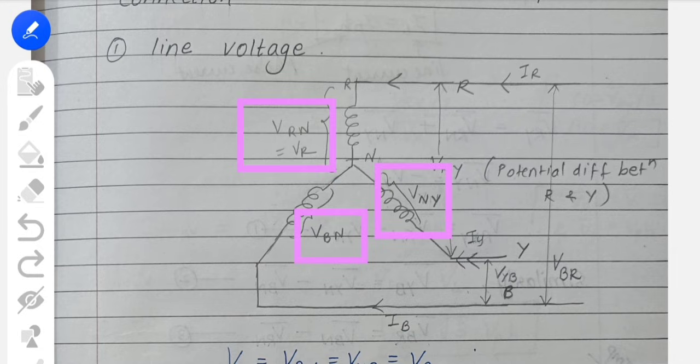I across R, I across Y, and I across B, that is current flowing. Don't forget to show the arrows. Then you have to show your voltage. Voltage is very simple, as we have mentioned N, that is neutral point. You can simply write VRN as it is passing through R and N, then VBN as it is passing through B and N, and VNY as it is passing through NY. So this was all about your voltage connection.